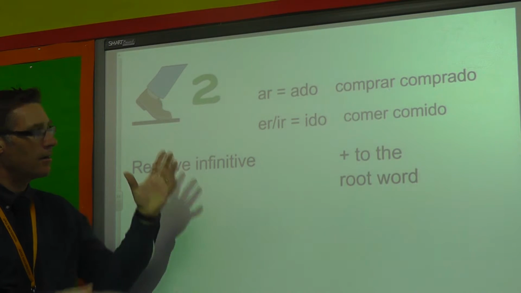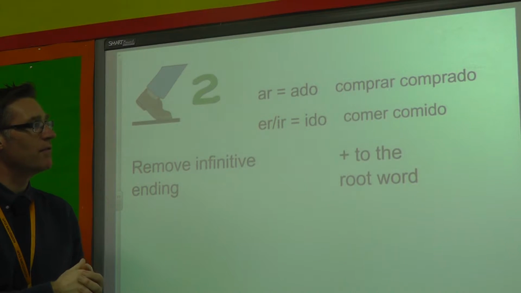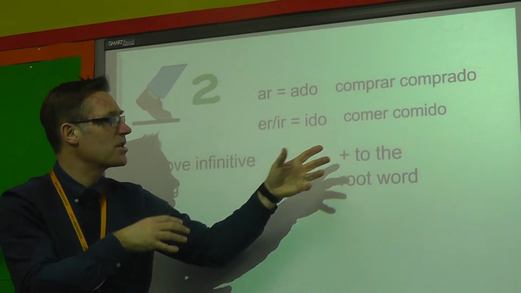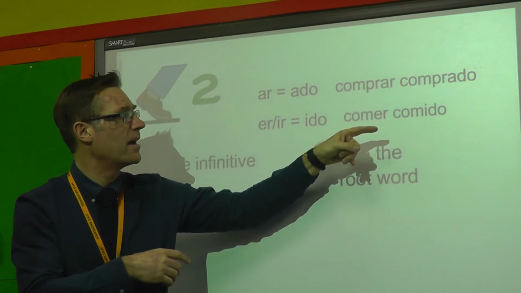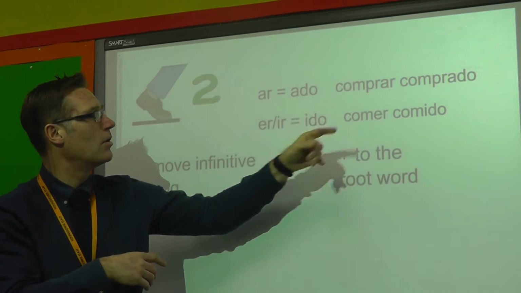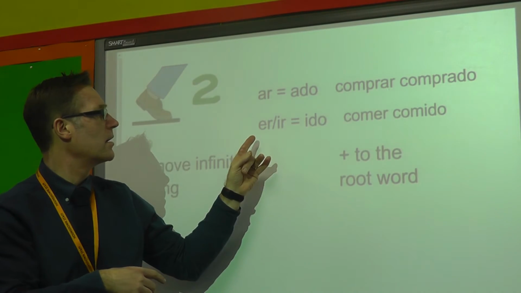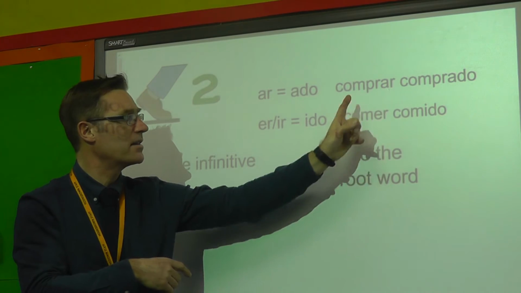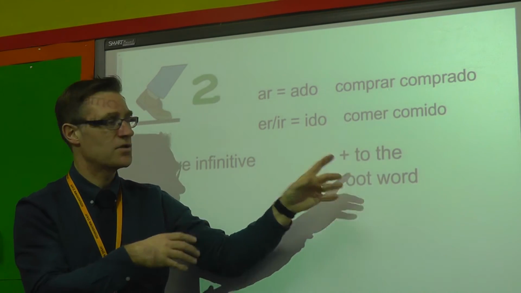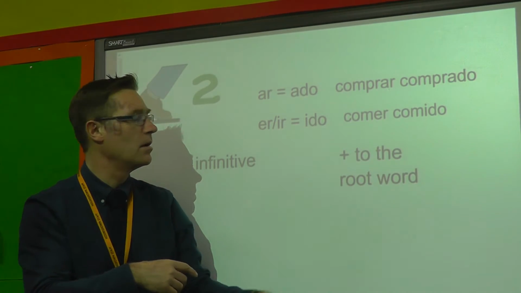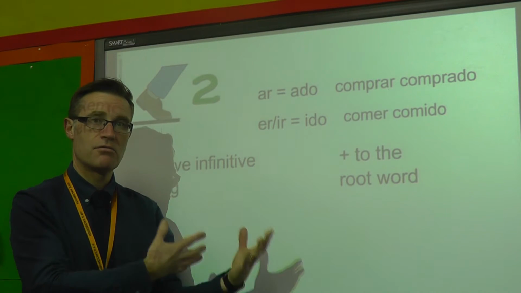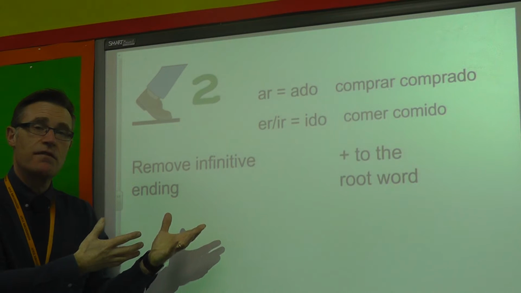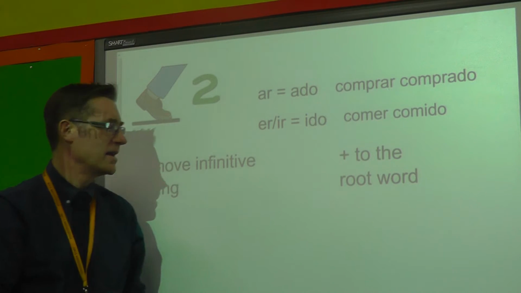Here are our past participles, as we've done before. If you haven't seen the previous videos, we'll just go through it. Comprar: take off the AR, makes it compr, then comprado. For ER and IR verbs it's ido, so comer: take off the ER, and it makes comido. We add that to the root verb. That's how you form the past participle, and it's quite easy to form.